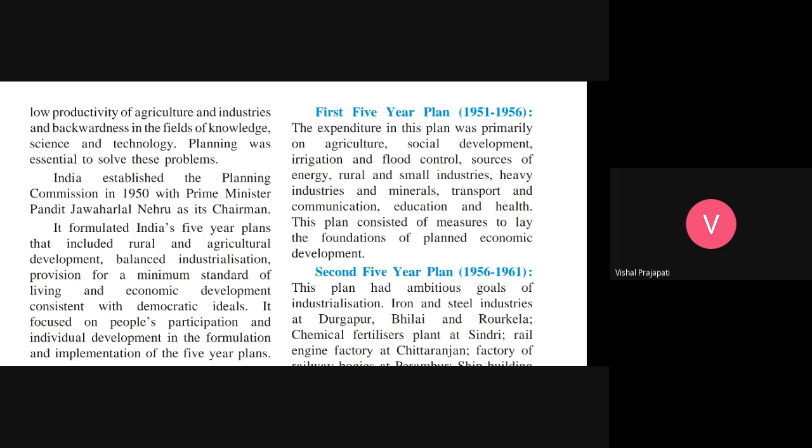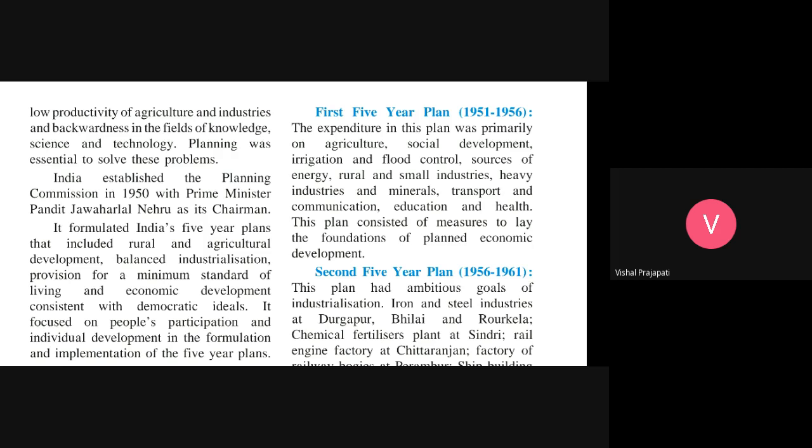So what was the primary expenditure in this 5-year plan? The government decided that we will utilize our money to improve the agriculture field, we can improve social development, and for agriculture, irrigation is very important. So for irrigation and flood control, it is very important to spend money. Sources of energy are very important, such as coal, natural gas, crude oil, and renewable sources. So the government wanted to spend money in this field.